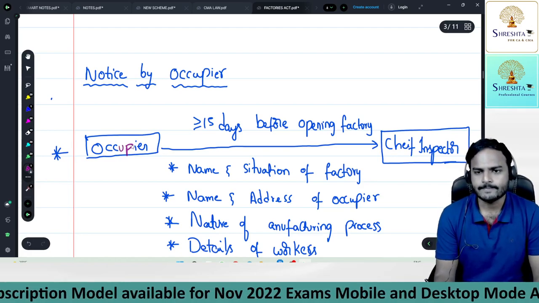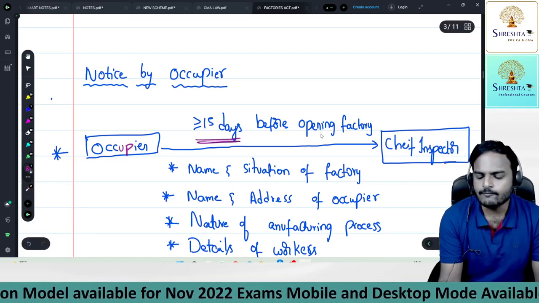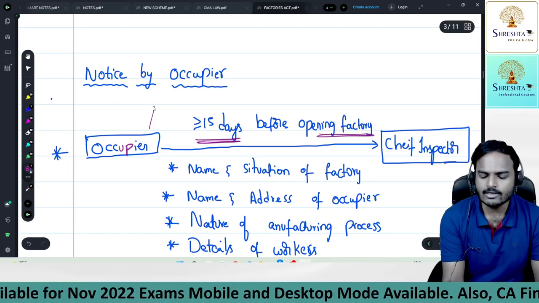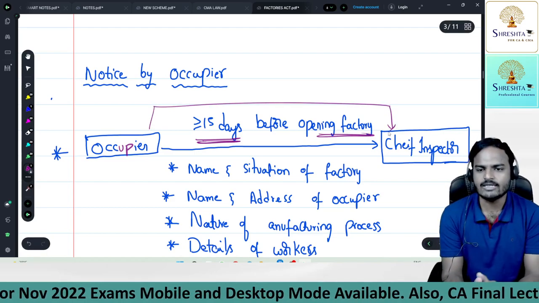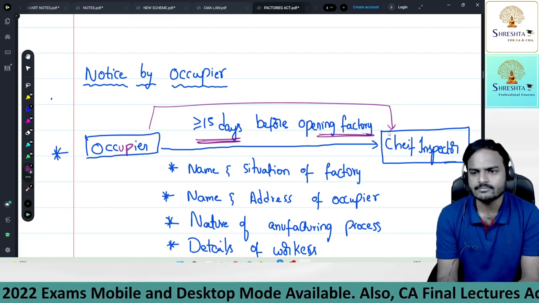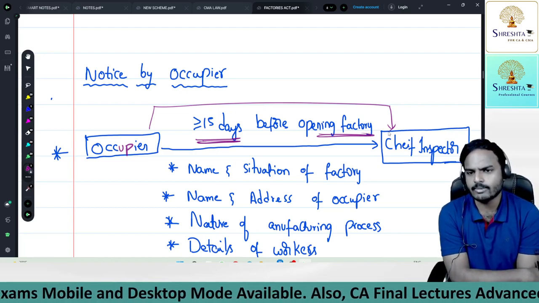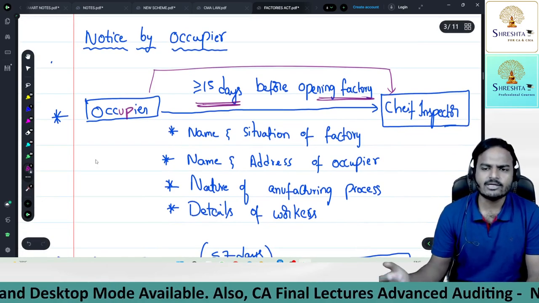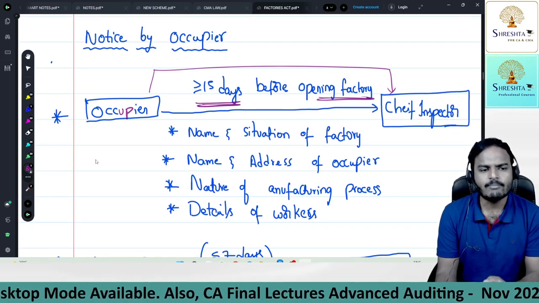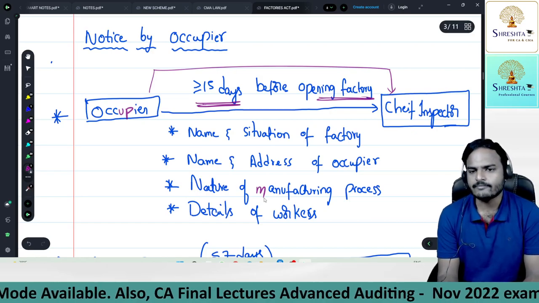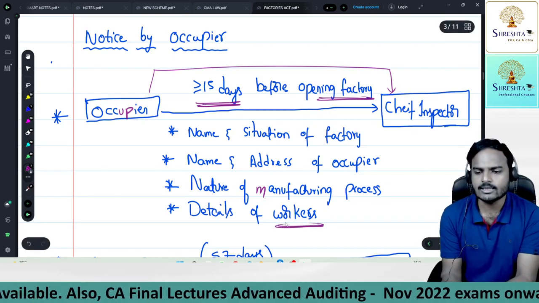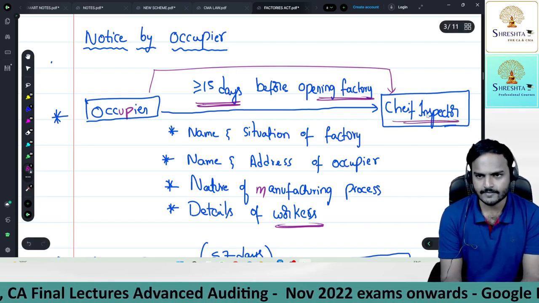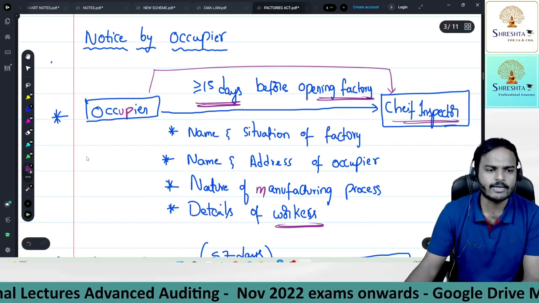Duties of occupier. At least 15 days before opening the factory, he needs to file a notice with the chief inspector of the area. The person in charge of that area, appointed by the government, you need to file a notice with the chief inspector. That notice contains only four particulars: name and address of the factory, name and address of occupier, nature of manufacturing process, and details of the workers employed in the industry. So these details the occupier should share with the chief inspector. What is the time limit? 15 days before opening a factory.